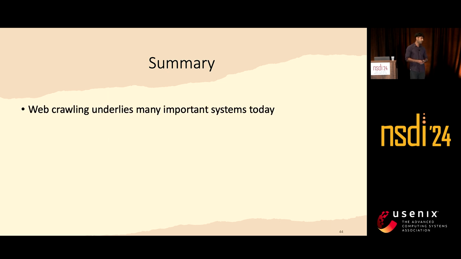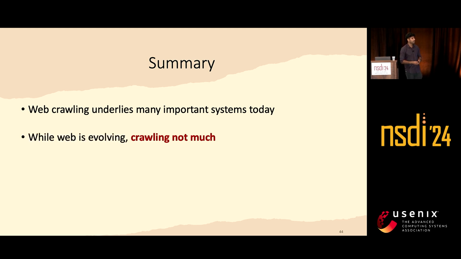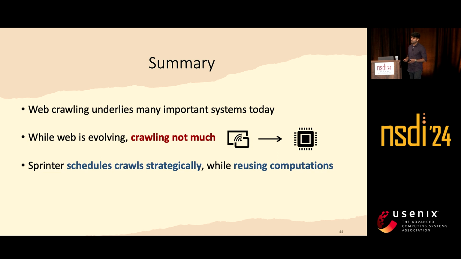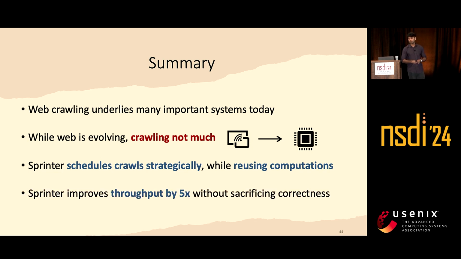To summarize, today I talked about how web crawling underlies a lot of important systems in today's society. And even though the web has evolved a lot in the past few decades, the crawling infrastructure has not so much. The crawling workload migrated from a network-bound to a CPU-bound workload. I presented Sprinter, which performs strategic crawling while enabling safe reuse of computations. And in doing so, it was able to improve the crawling throughput by a factor of 5 without degrading fidelity.